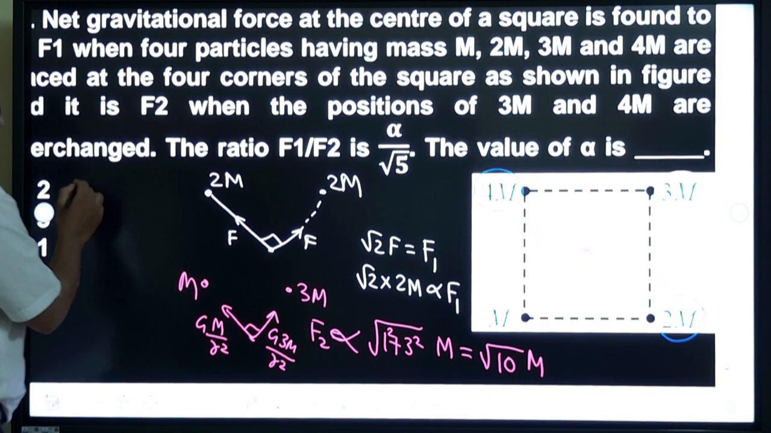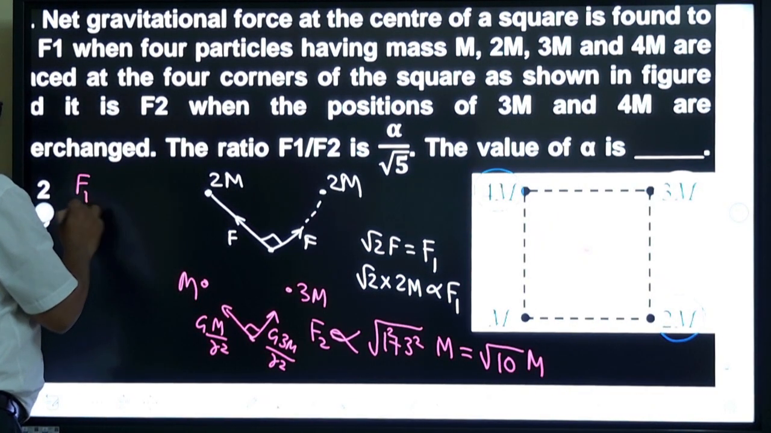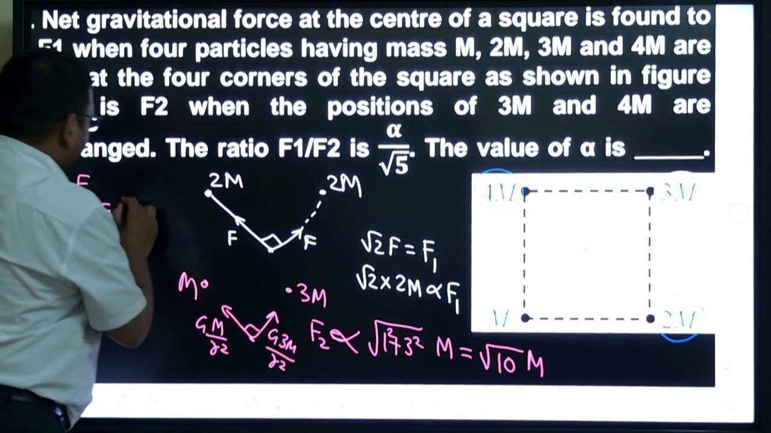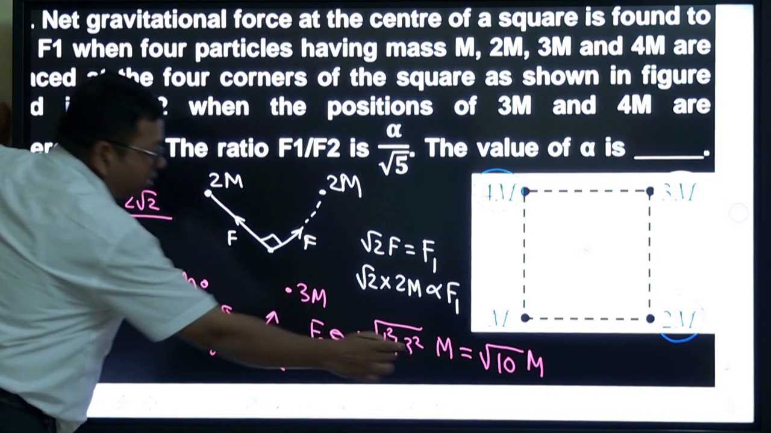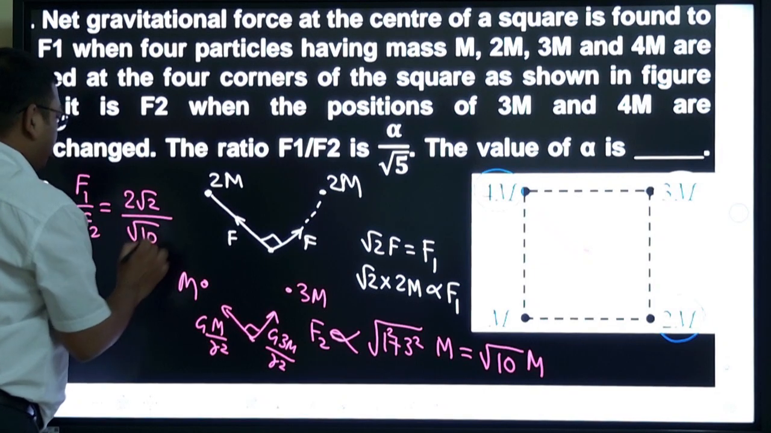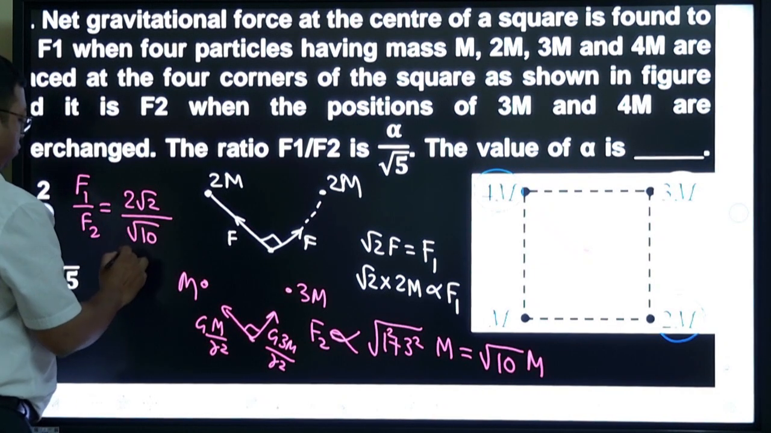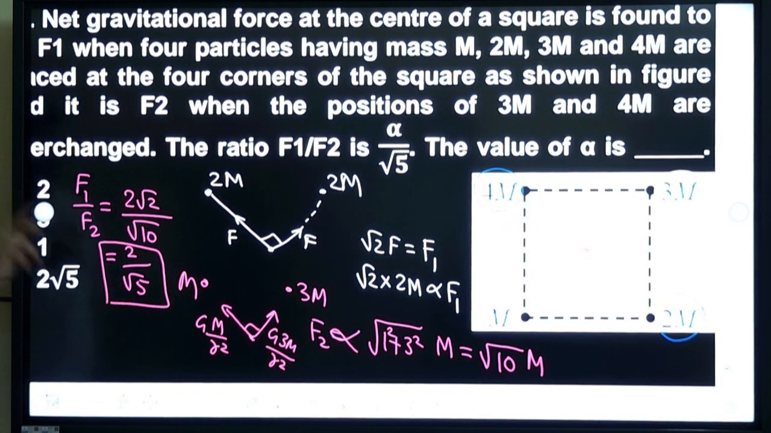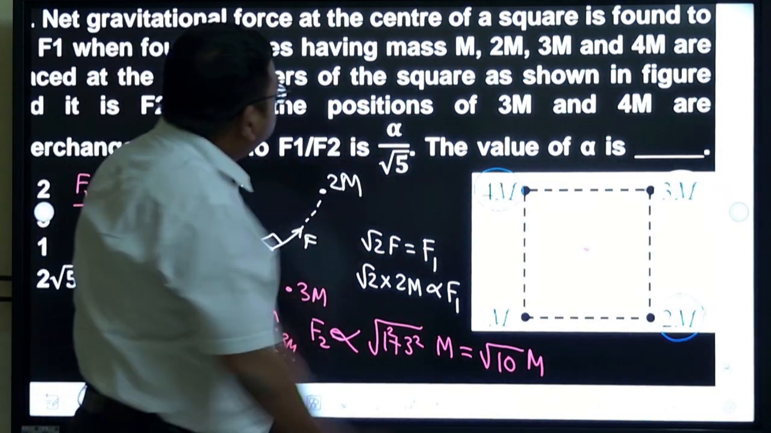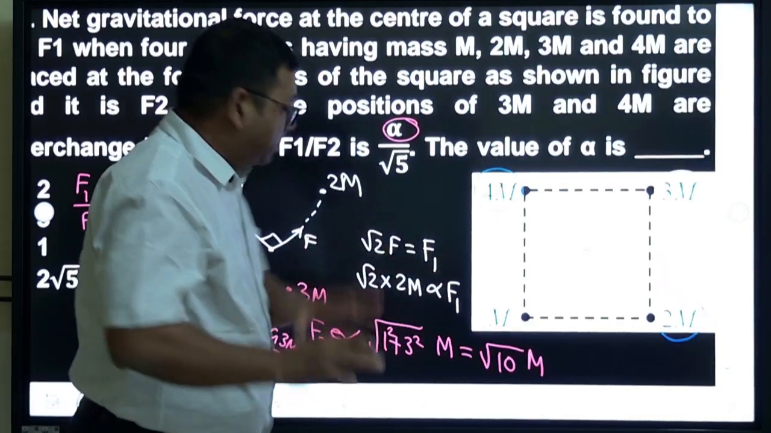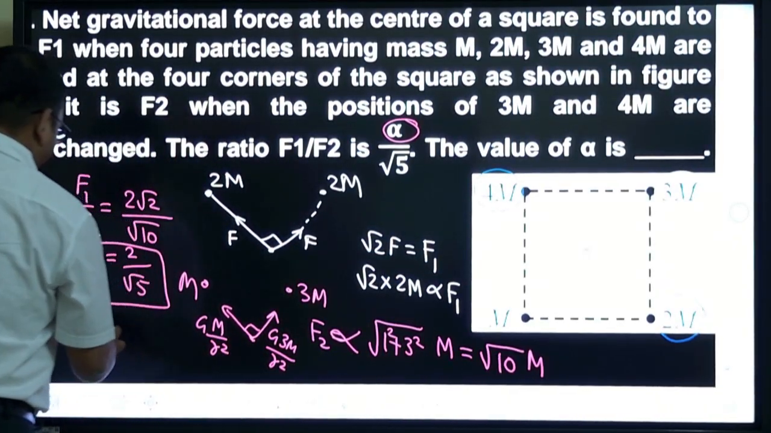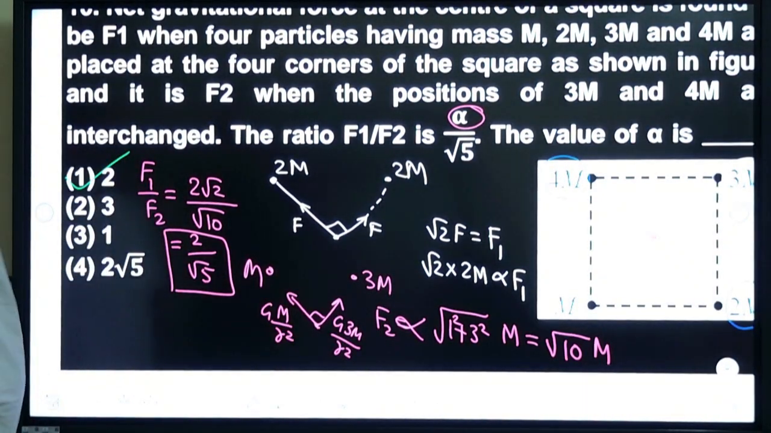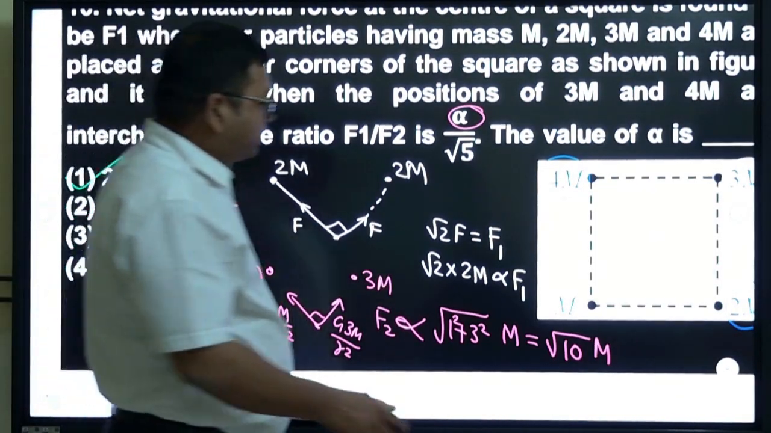Now you take the ratios. F1 by F2 ratio, when you take, what do you get now? This is 2 root 2, and here root under 10. So how much will this come? 2 by root 5. Correct? This is the ratio we are getting, 2 by root 5. So definitely this alpha must be 2. So let us choose the answer. The correct answer is option 1. Clear? Let us move to the next question.